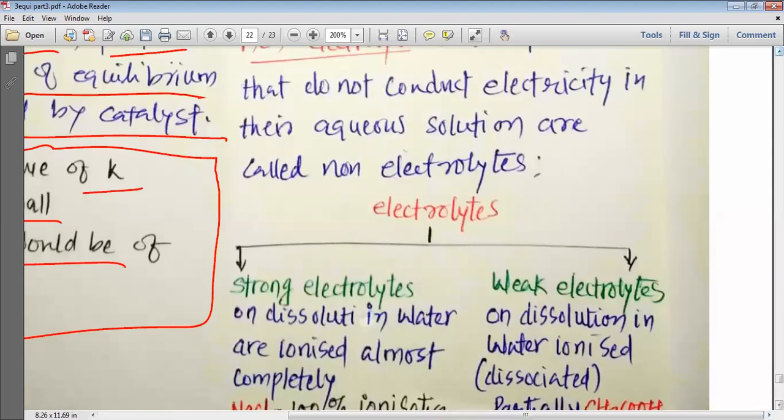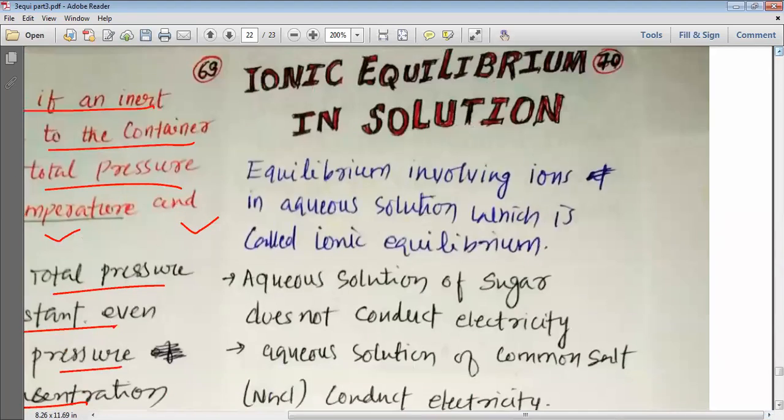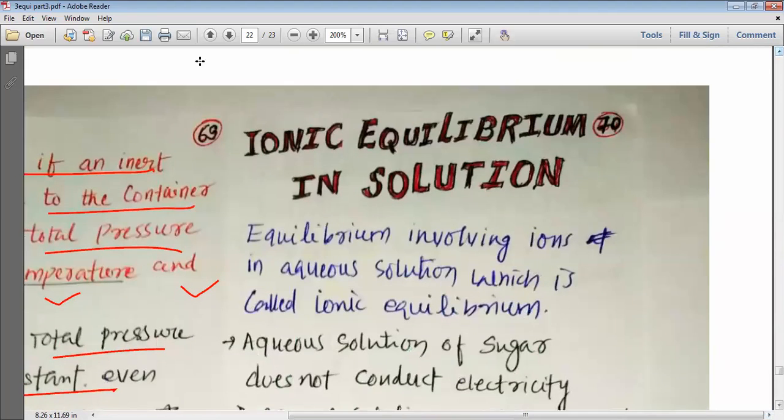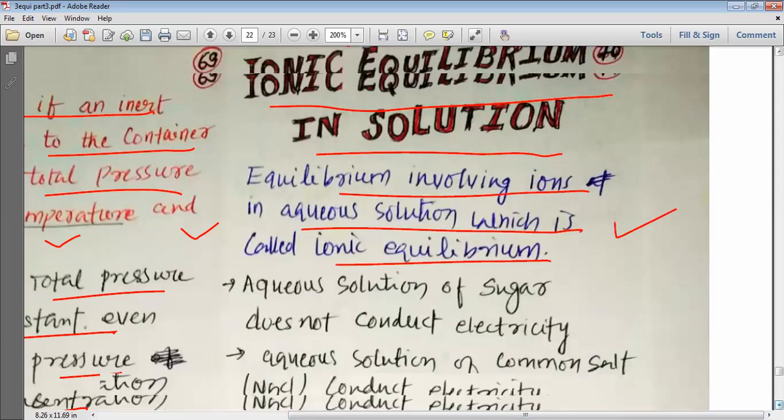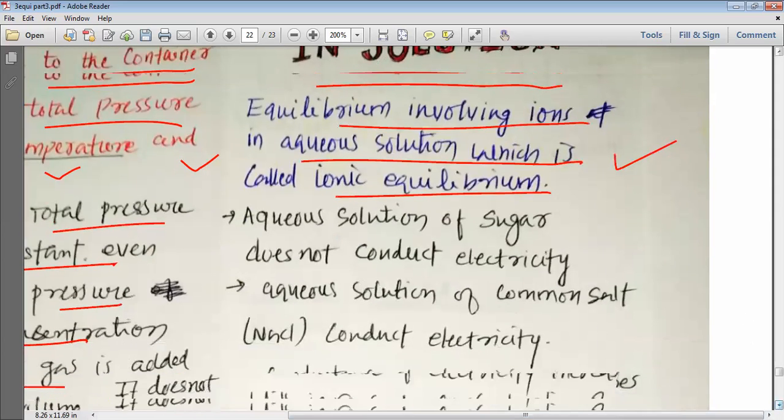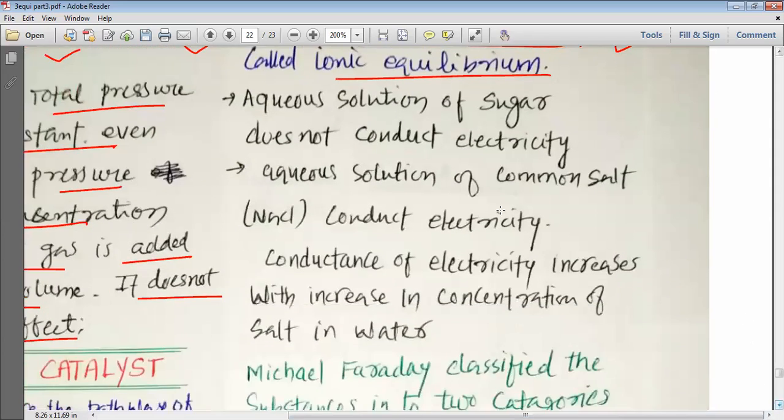Now, my dear students, we want to understand some more things, and we should learn about ionic equilibrium in solutions. So let's move forward and understand it. Equilibrium involving ions in aqueous solution is called ionic equilibrium. So if ions are involved at equilibrium, that equilibrium is considered an ionic equilibrium.